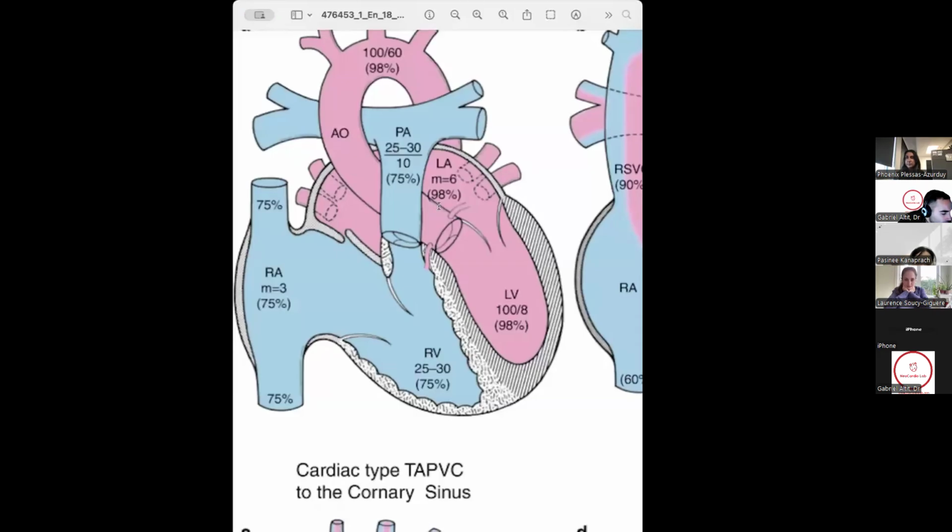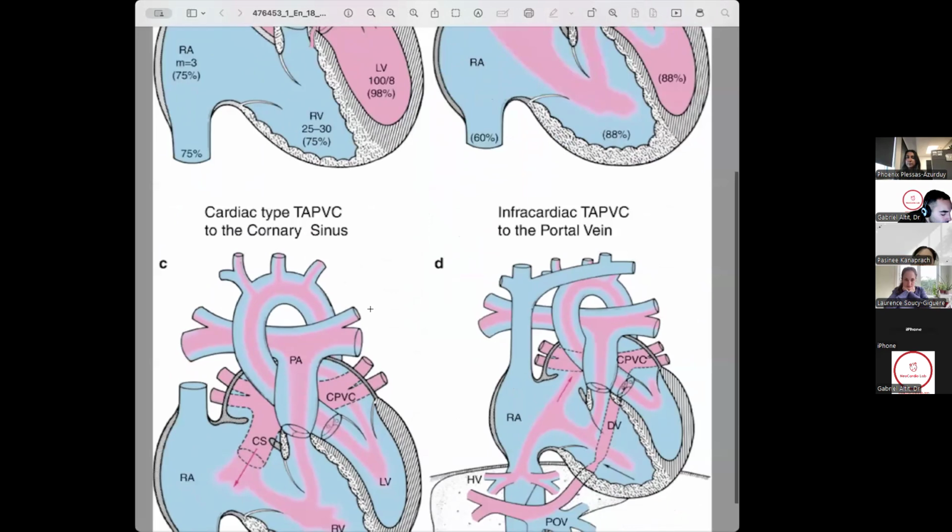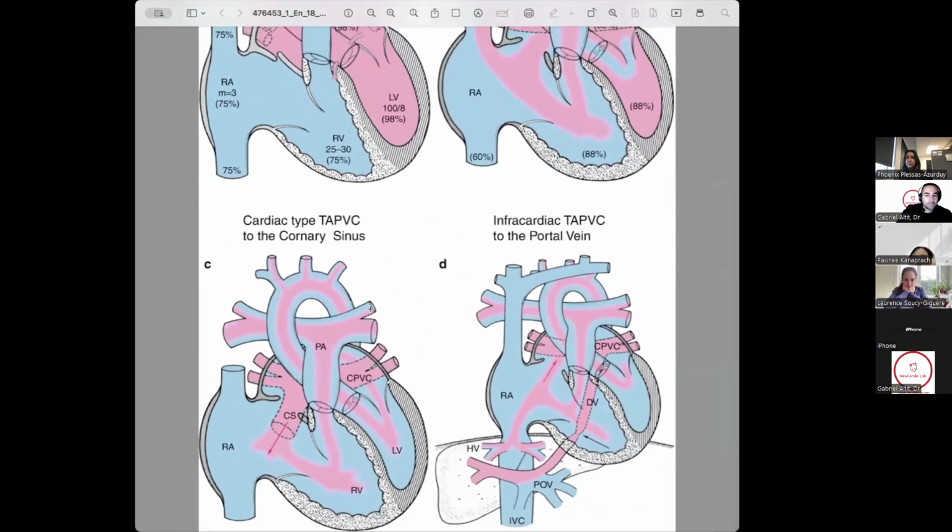Yes, for the TAPVR, is it for all types? I mean, that should have the right to left shunt, all of them, all types?